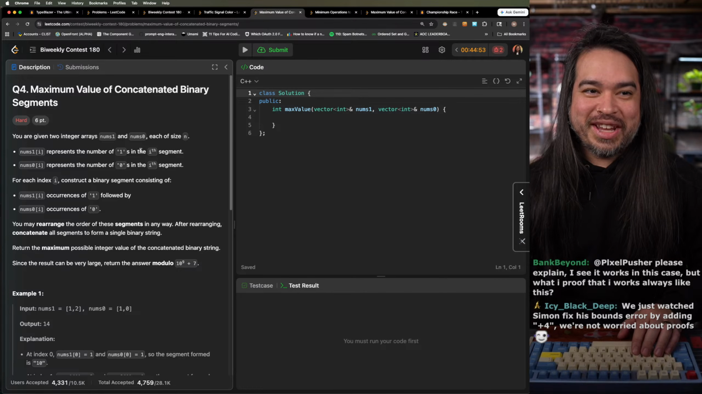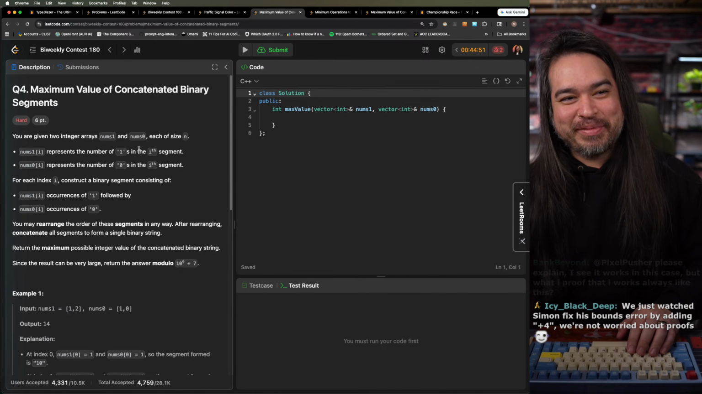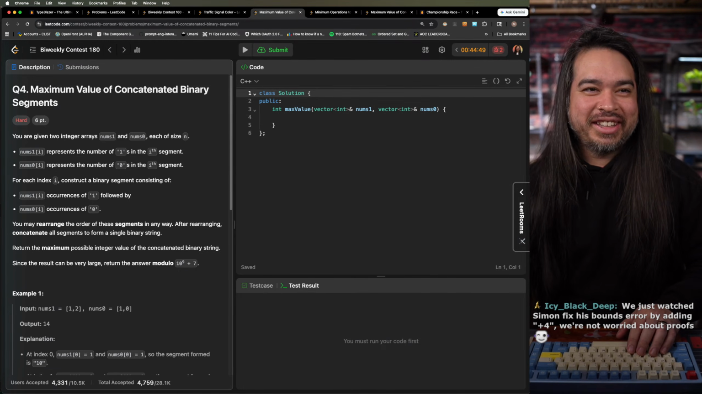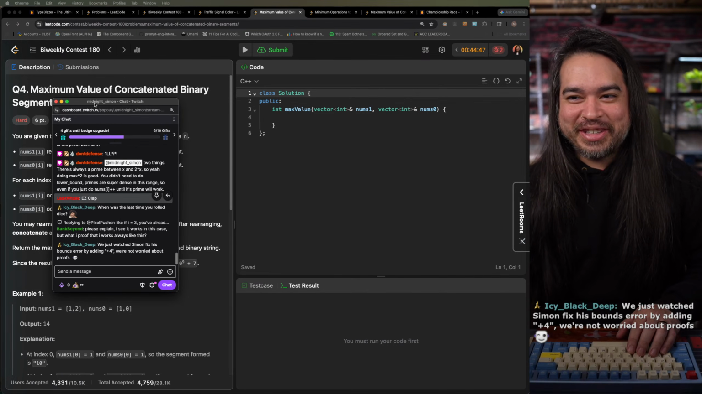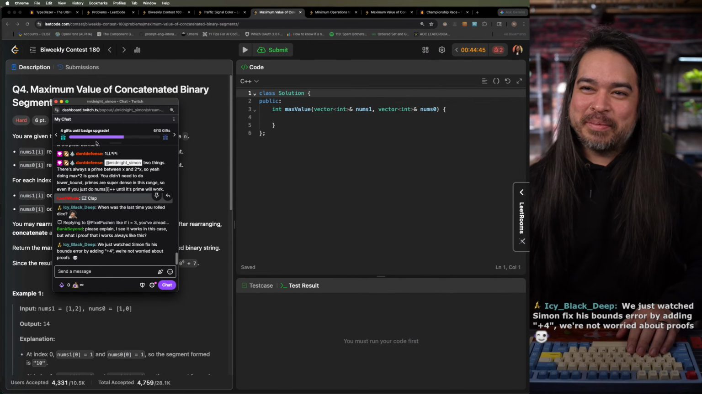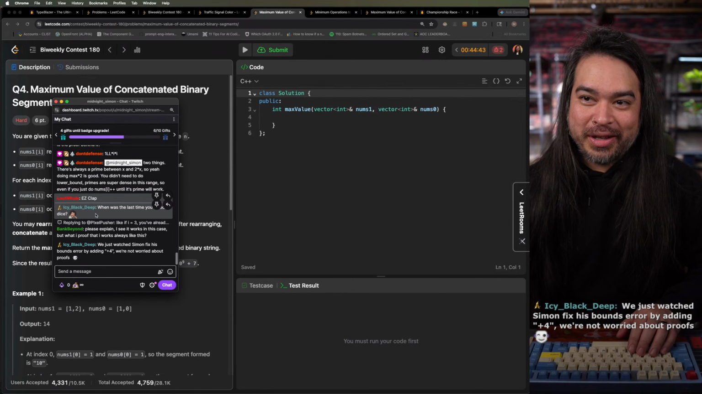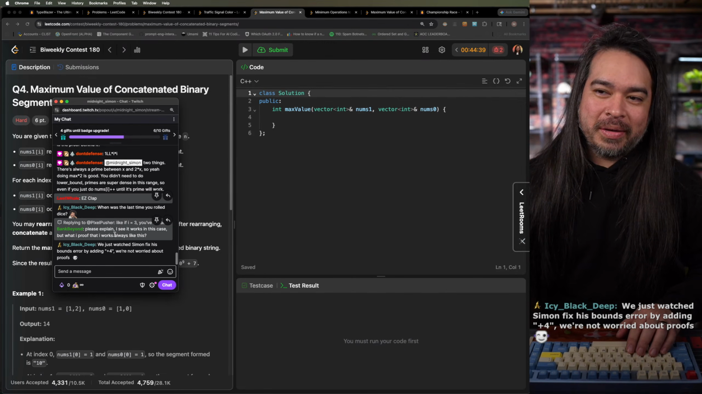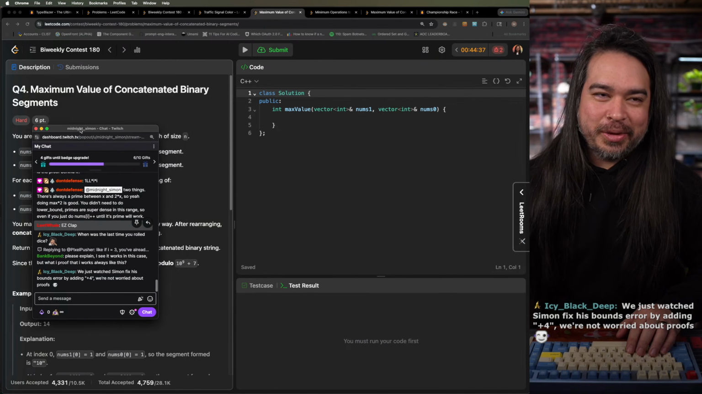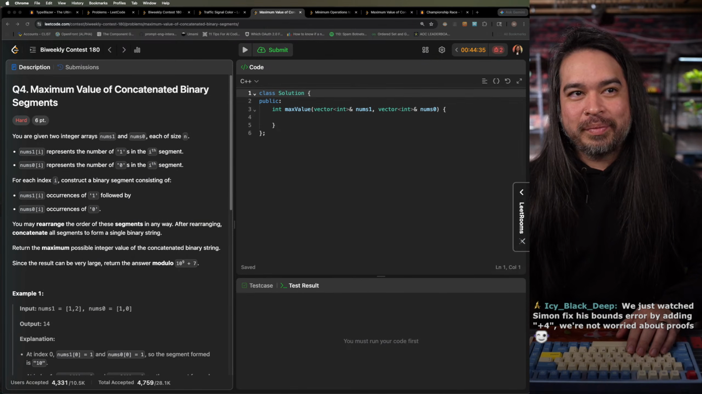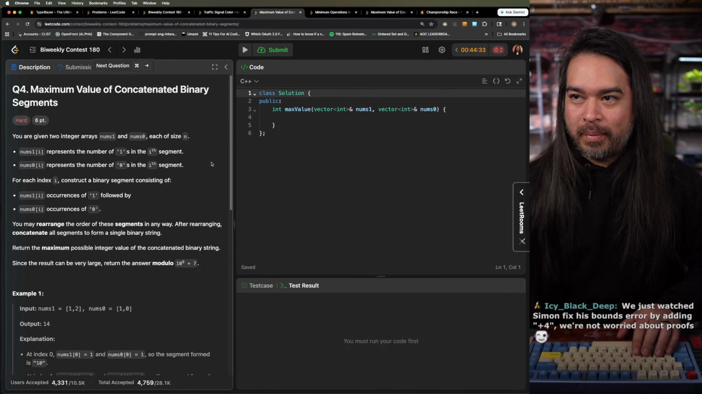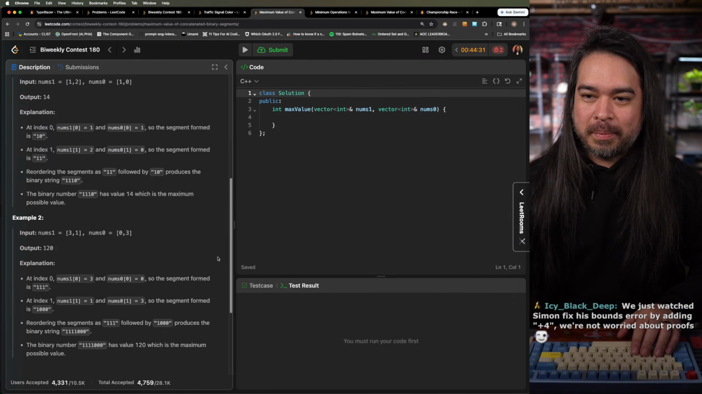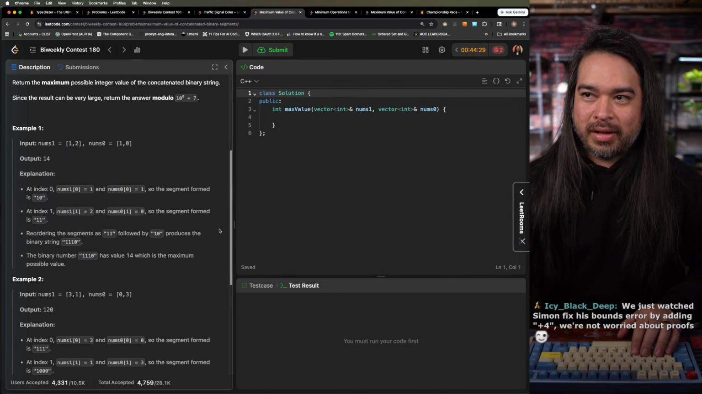We just watched Sam fix his bounds error by adding +4. Yeah, we don't really worry too much about these proof things out here, man. But I'm sure some people in here could definitely give you the proof. But I think maybe they're not going to want to do all that, man. Because it's pretty, I wouldn't say common knowledge, but maybe something like that.